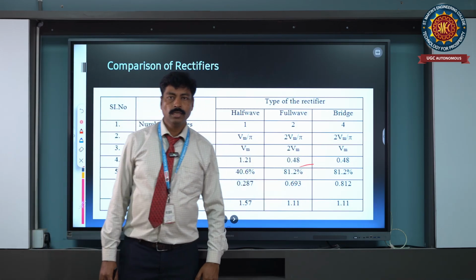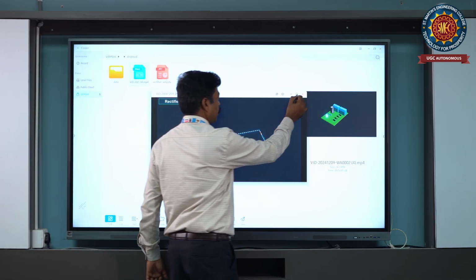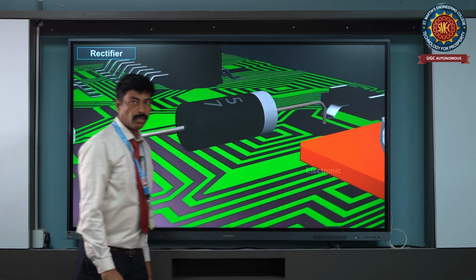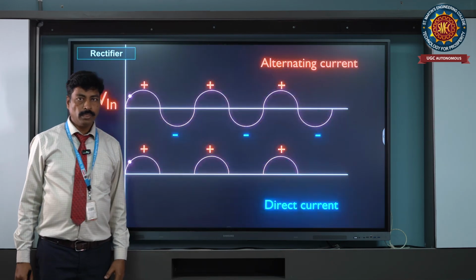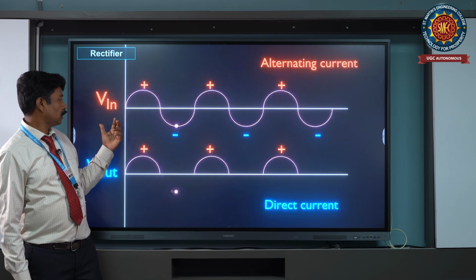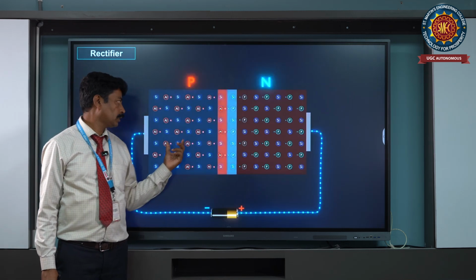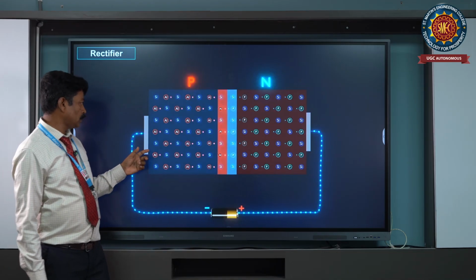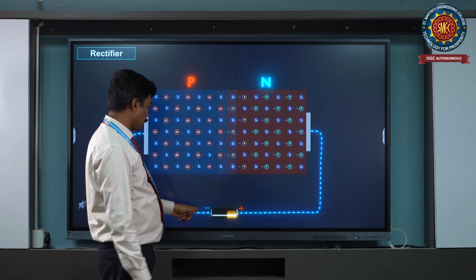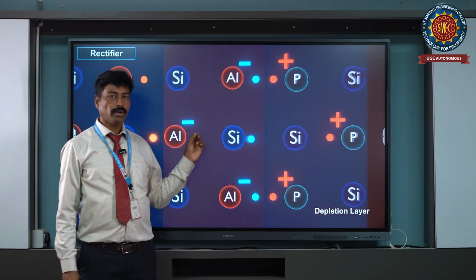I will go to the next video and explain about it. The main topic of the video is rectifiers. I will apply the half wave rectifier, full wave rectifier and bridge rectifier. When the diode's positive terminal is connected to the battery's positive and the negative terminal to the battery's negative, that is called forward bias.